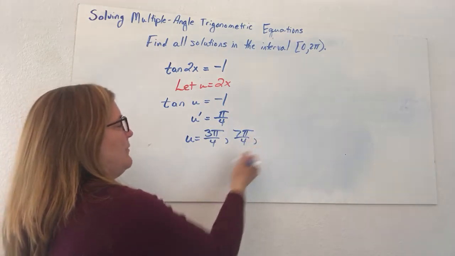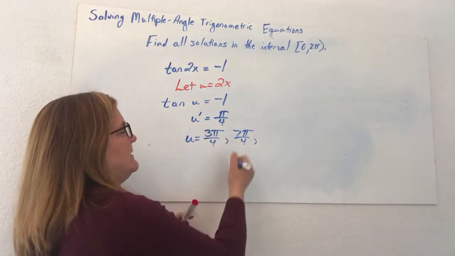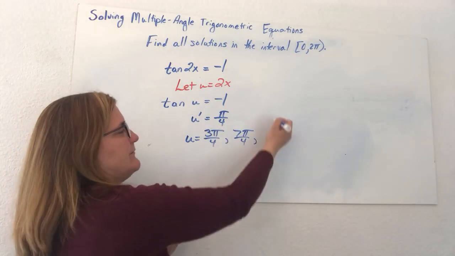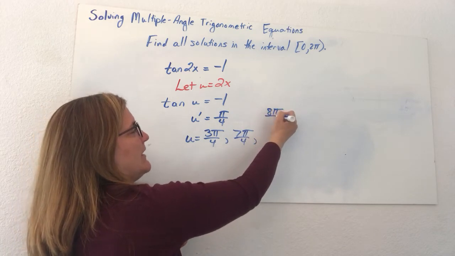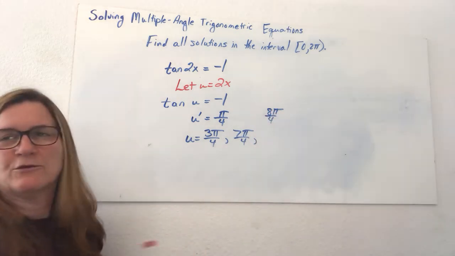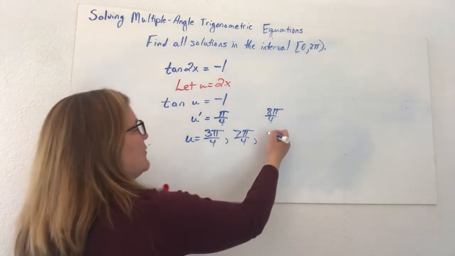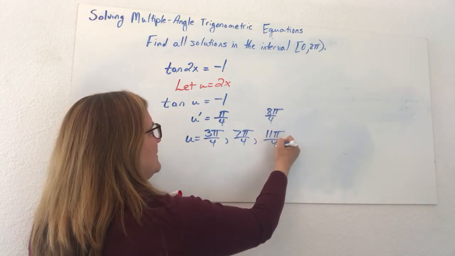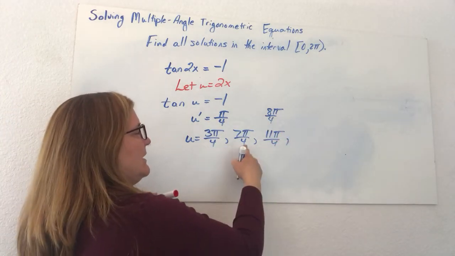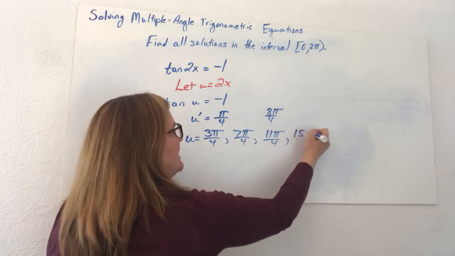So let's continue. We're going to add 2 pi to this. And remember, when the denominator is 4, when you're adding 2 pi, you're thinking of it as adding 8 pi over 4 just to make the arithmetic easier. So we have 11 pi over 4, adding 2 pi to this one, and we have 15 pi over 4.